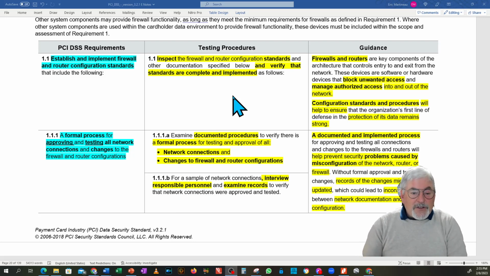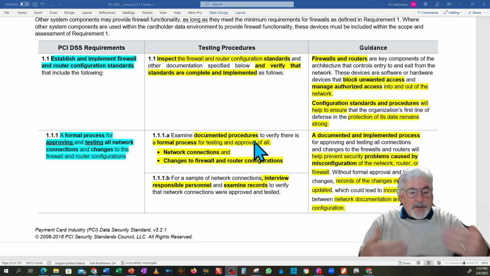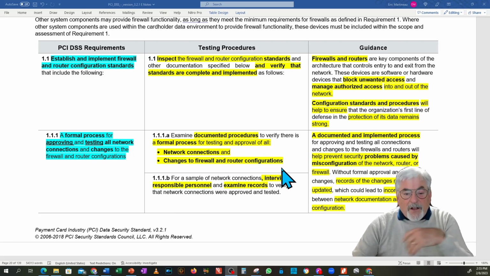And then what it asks us to do here is examine documented procedures. So every company should have documented procedures on what they do with their firewalls to verify a formal process for testing approval of network connections and then changes to the firewall and router configurations. These all have to be approved and they have to be in documents.